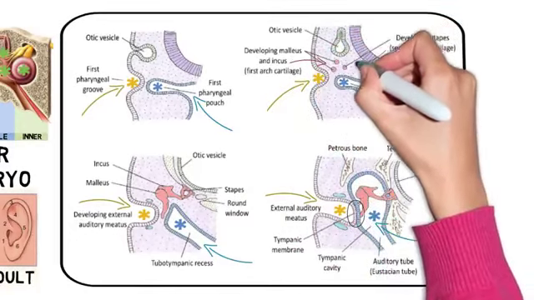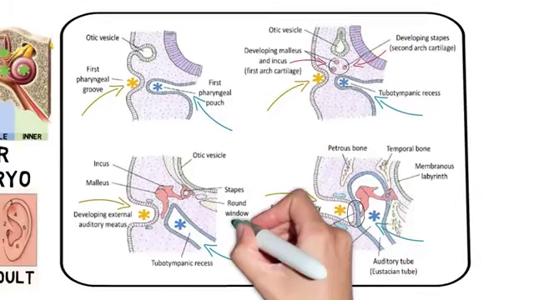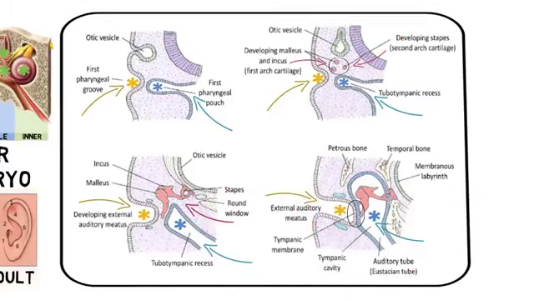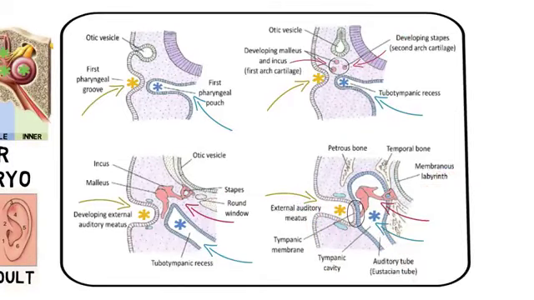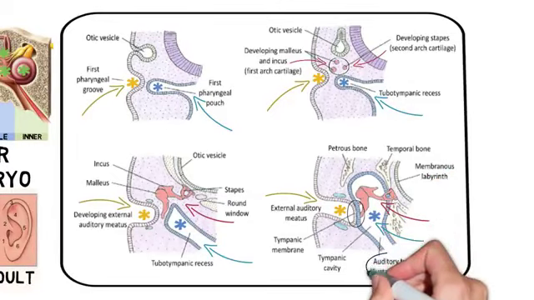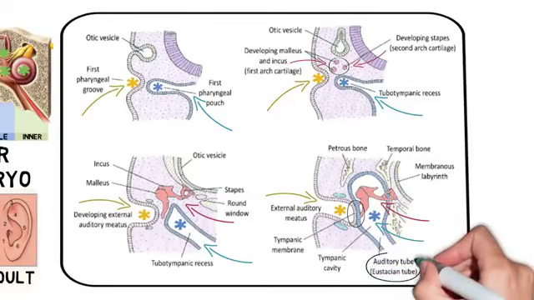Accumulation of mesenchyme from the first and second pharyngeal arches gives rise to the cartilage and later bone of the auditory ossicles, which assume a location inside the tympanic cavity. The cartilaginous auditory or eustachian tube connects the tympanic cavity with the nasopharynx.